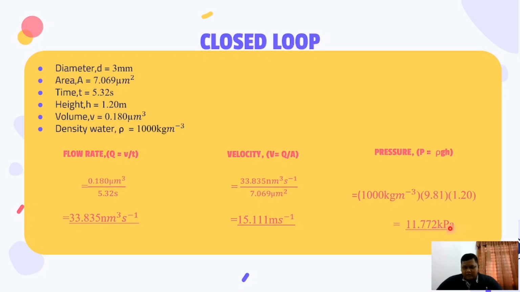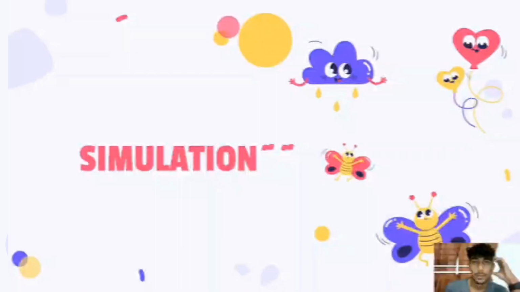Lastly, pressure that we get from the closed loop is 11.772 kilopascal. How we get it? We multiply the rho, g and h, 1000 kilometer cube multiplied by gravity 9.81 multiplied by height that we get for this project is 1.20 meter, and we get the pressure of the closed loop is 11.772 kilopascal. Okay, that's all for this explanation. Thank you.